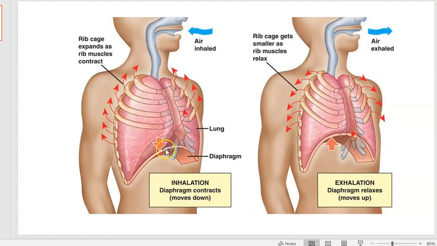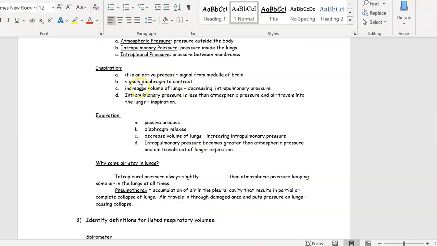So when the diaphragm is at rest, it looks like this. It's domed. When it gets the signal to contract, it moves down, it flattens out. So when it contracts, it flattens out. Now, think about when it flattens out like that, what is it doing to the volume in your lungs? What it's going to do is increase the volume of the lungs as it flattens out.